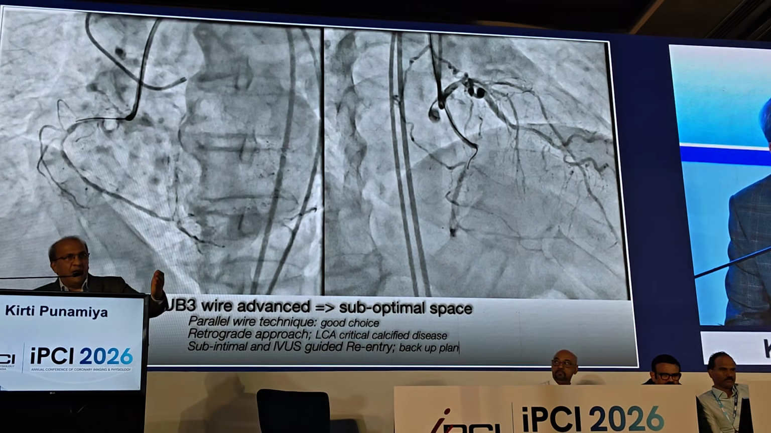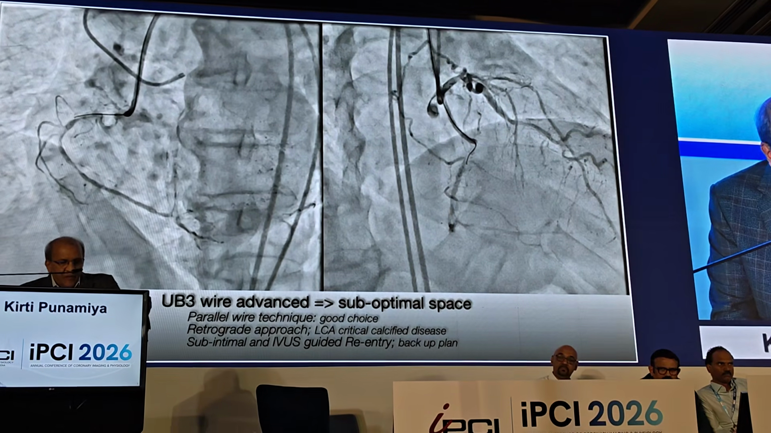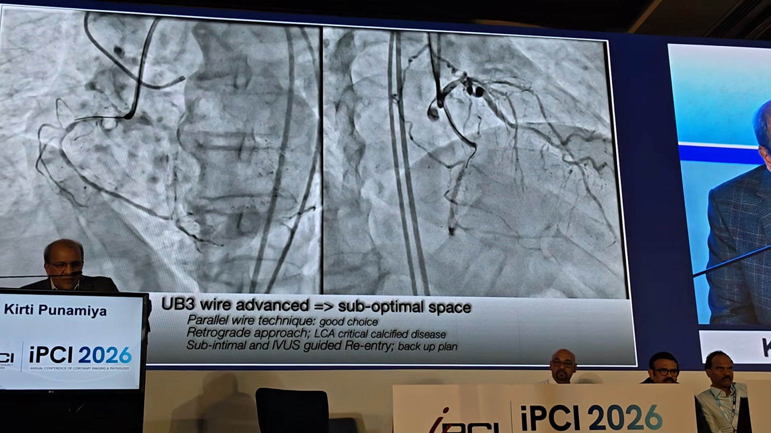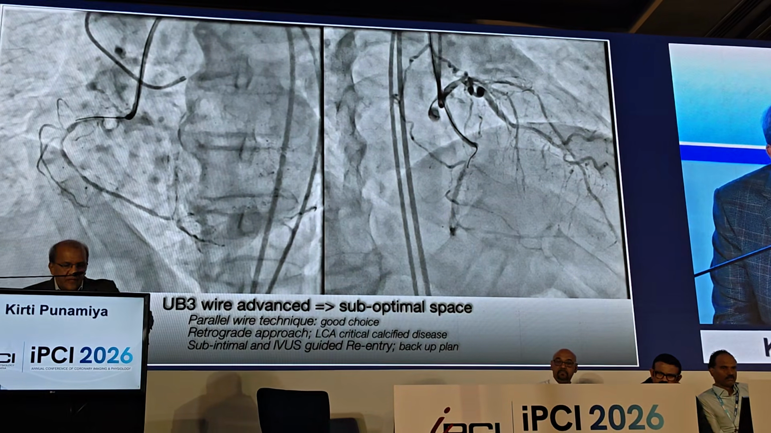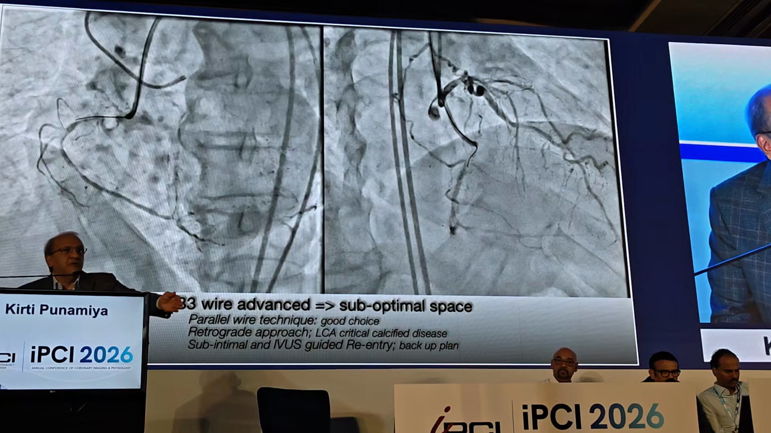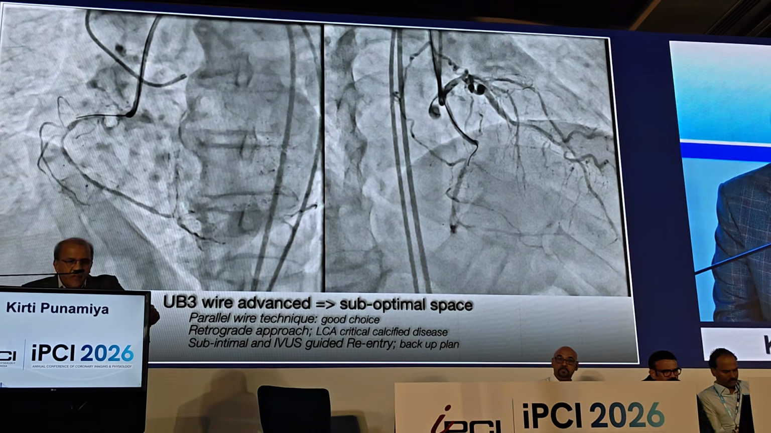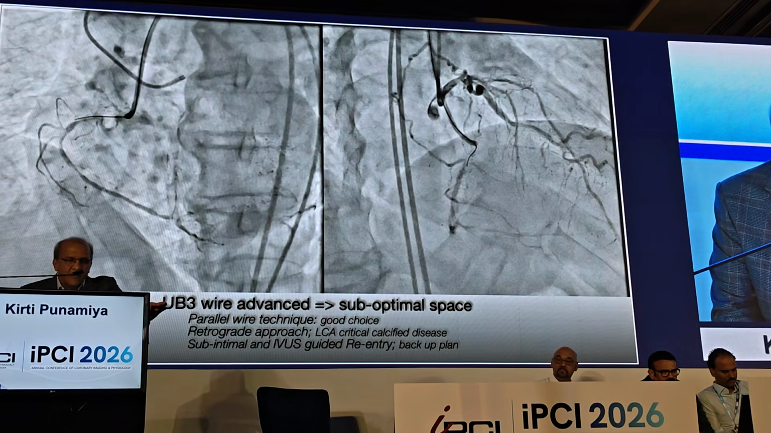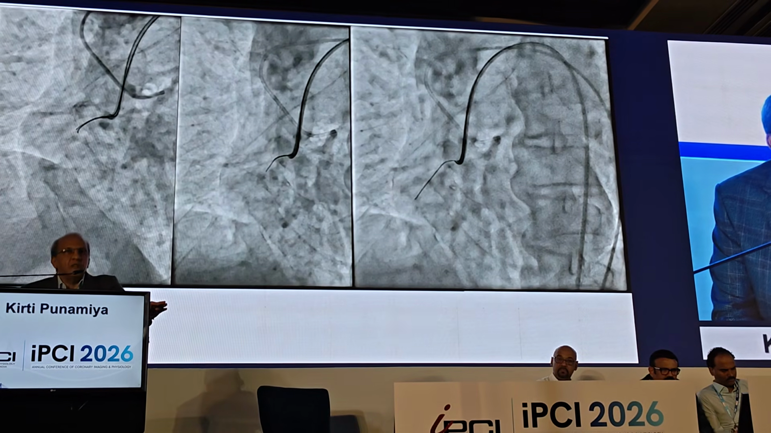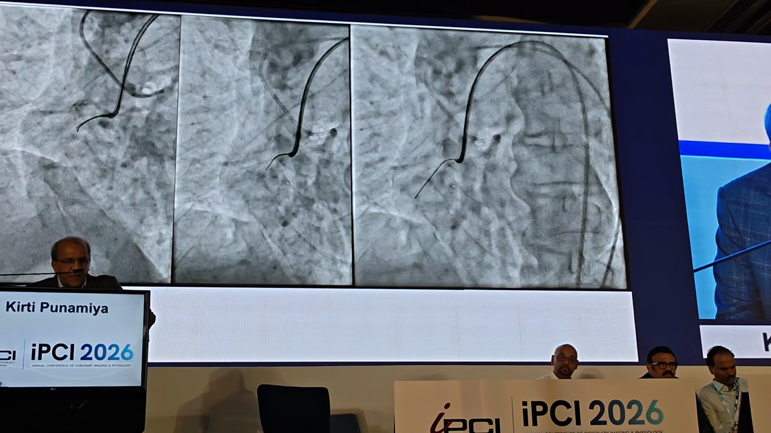We could do a parallel wire, and that's a good choice. We could do a retrograde approach, but the left side is critical, so that's a little challenge. Or we could go subintimal and then do a re-entry based on IVUS, come back into the true lumen and complete the case. So we started off with the most comfortable position, which is a parallel wire. So we took a stiffer wire. We had a UB3, we took an Agaya third next as a second wire.